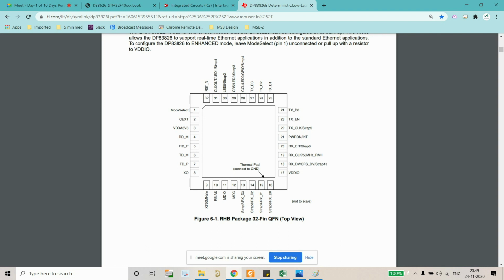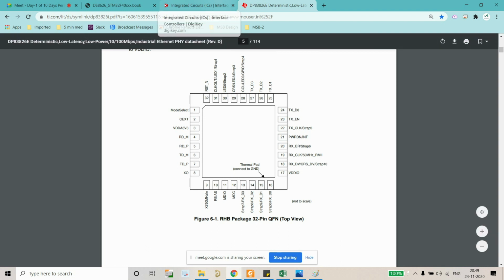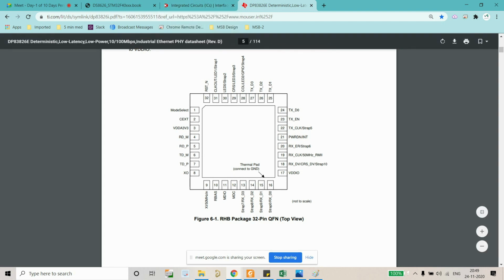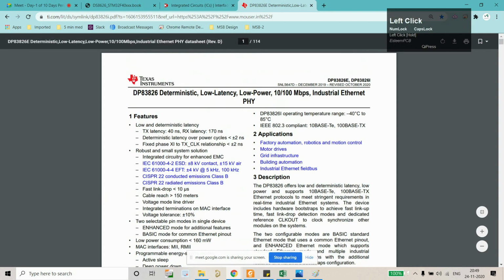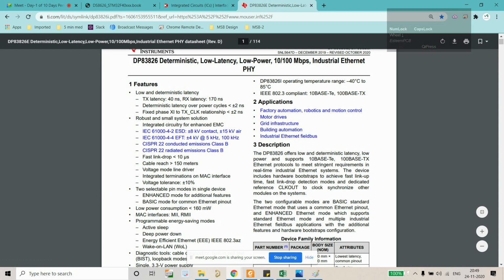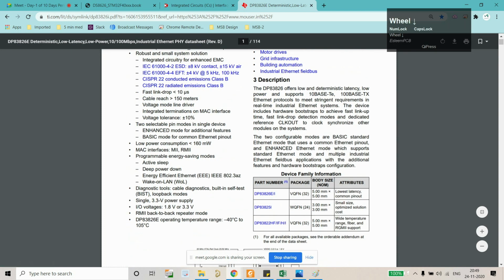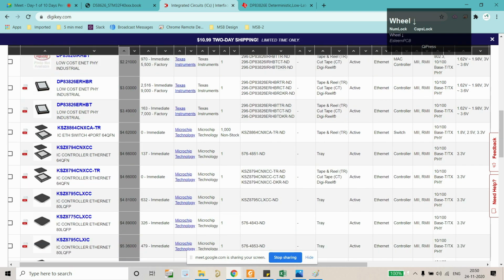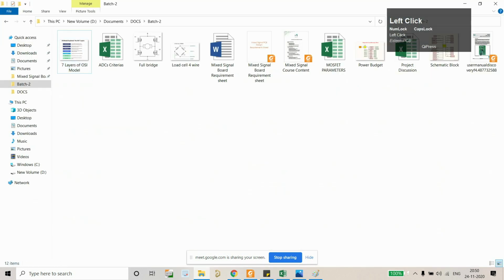So yeah, this is how you can choose any Ethernet PHY. Again, you can list down multiple features, right? Using the datasheet as a reference, you just note down all the features this particular controller has, and you can compare it with another PHY, or you can simply prepare an Excel sheet. I'll just show you how.